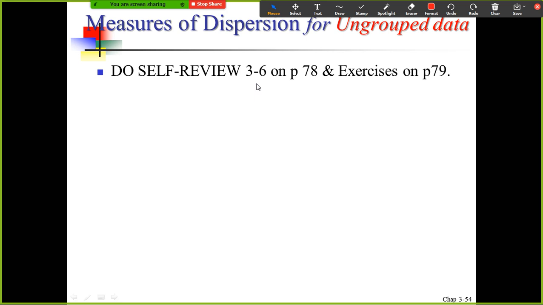You need to practice on your own, and you need to compare your result to the textbook result, or you need to compare your answer to the textbook answer. That's why self review you don't need to submit. What you need to submit as homework is the exercise. Okay, exercise on page 79, exercise number 36, number 38, number 40.